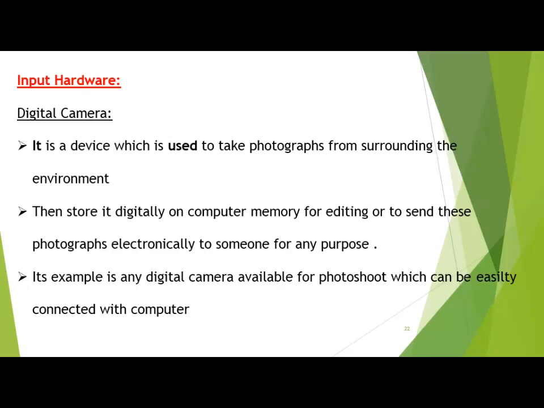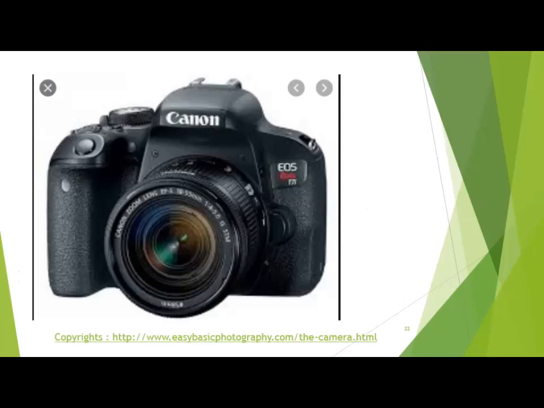An example is any digital camera available for photo shoots, which can be easily connected with a computer. This is the Canon camera. You can see this is an example of a camera. There are many cameras available in the world. These are all digital cameras which are connected with the computer. Moving to the next slide. Webcam.